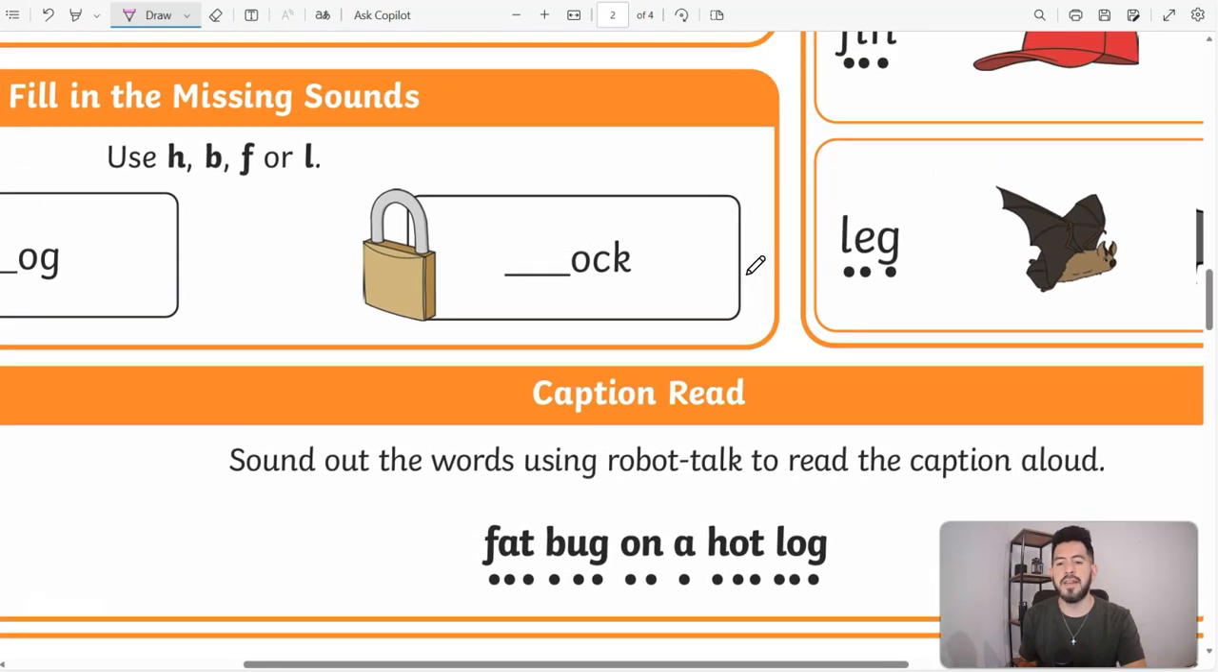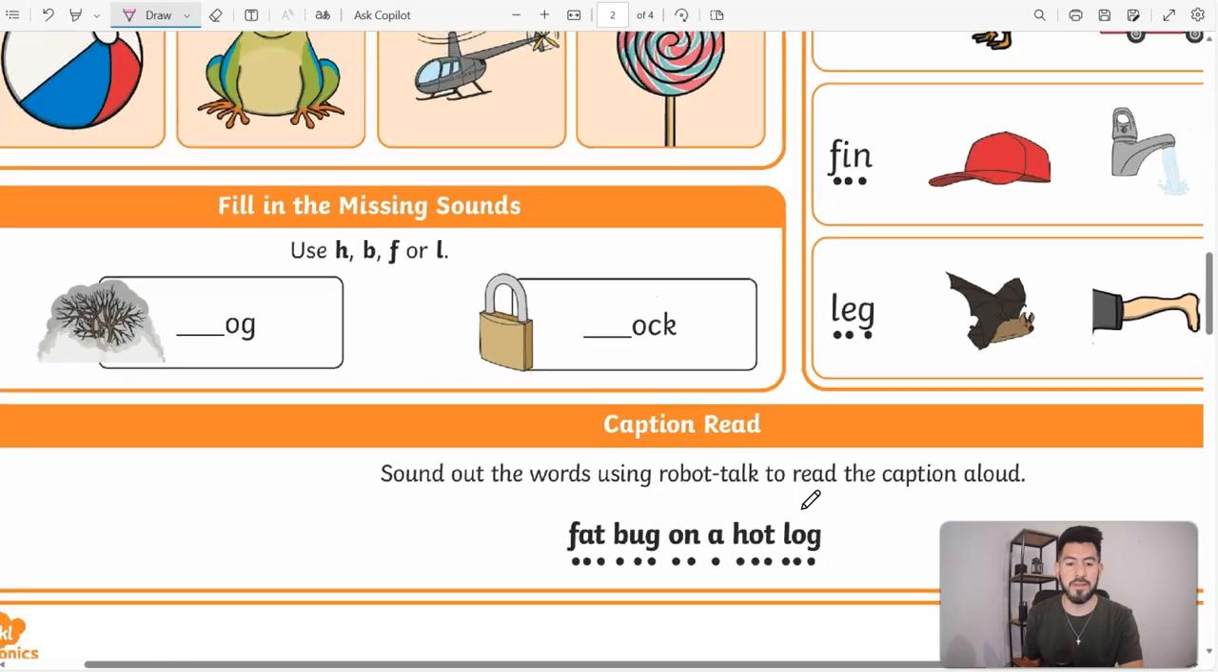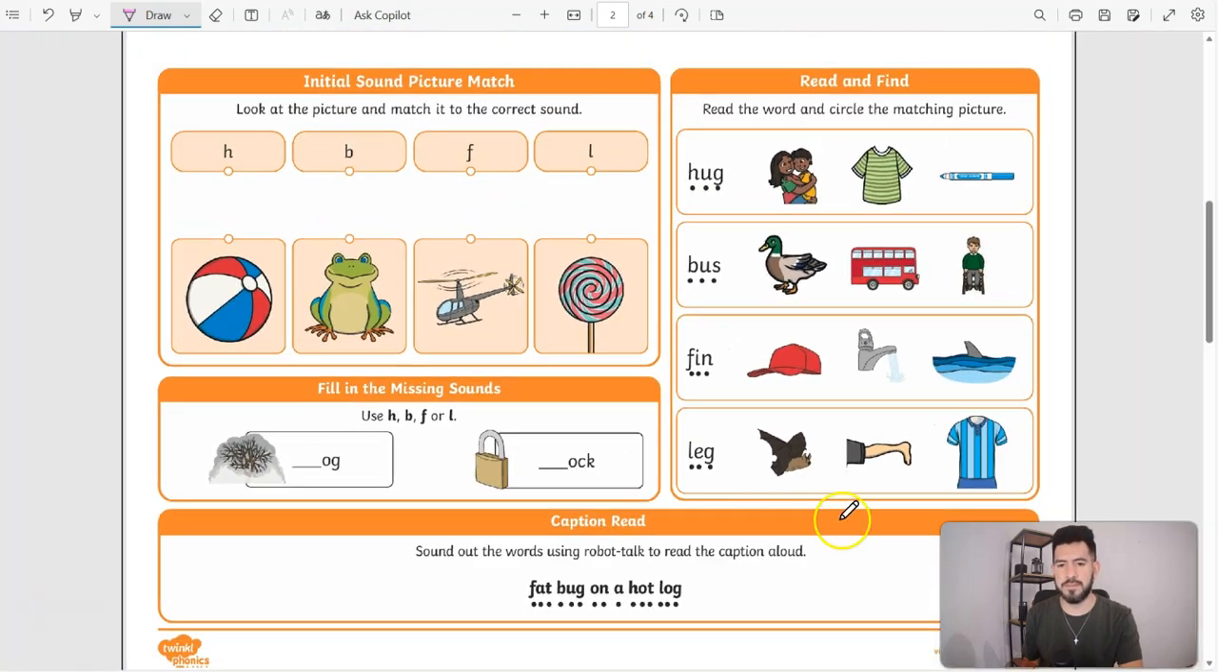Finally, again, we read. Read, and then you can speed up. Una vez que leemos, podemos ir aumentando un poco la velocidad y la fluidez. So say, fat bug on a hot log. Fat bug on a hot log. Okay, and that will be it.